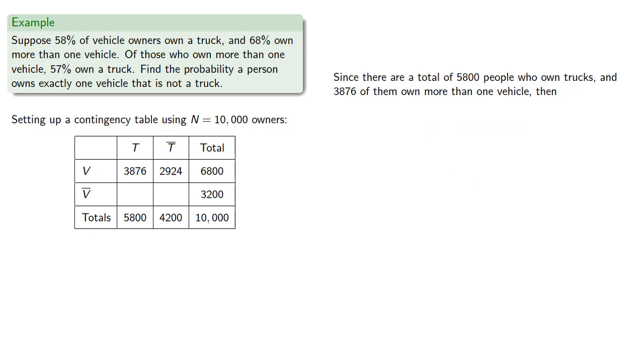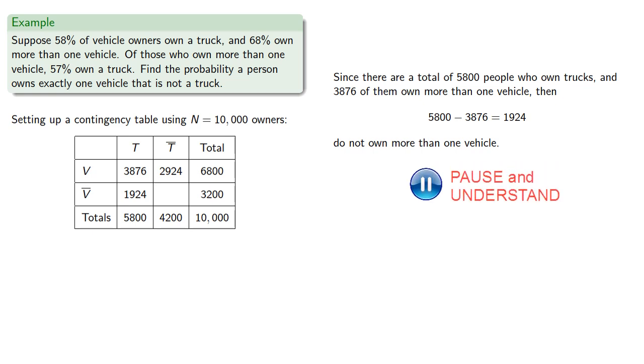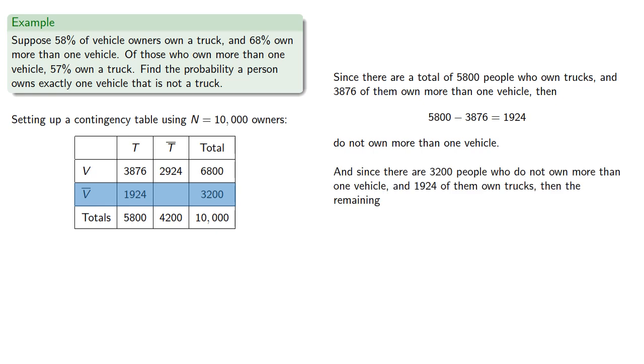Now we can actually fill out the rest of the contingency table, since there are a total of 5,800 who own trucks, and we've identified that 3,876 own more than one vehicle. That means the remaining 1,924 do not own more than one vehicle. And likewise, since there are 3,200 people who do not own more than one vehicle, and we found that 1,924 of them do own trucks, then the remaining 1,276 do not own trucks.